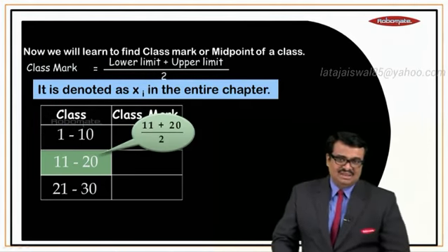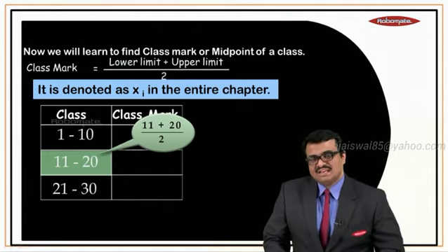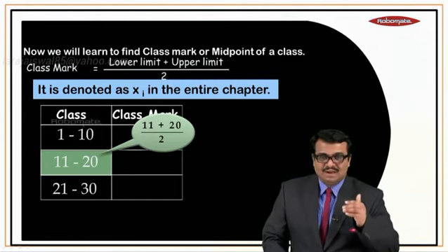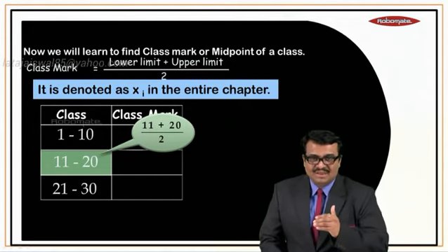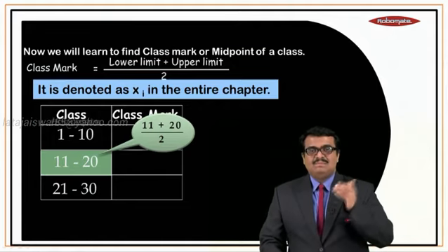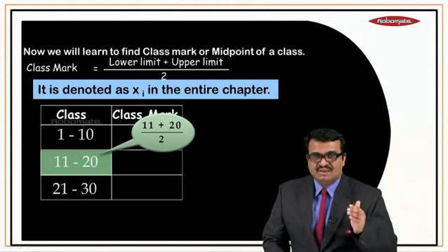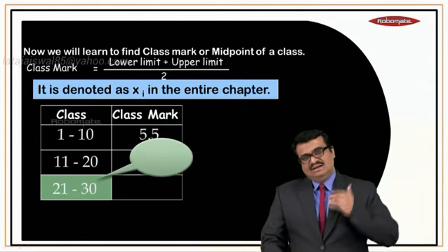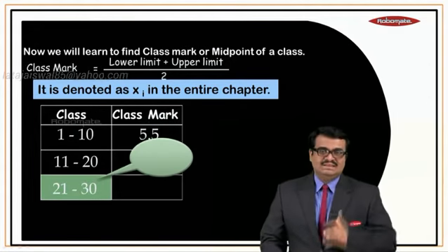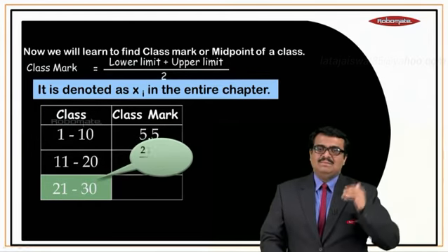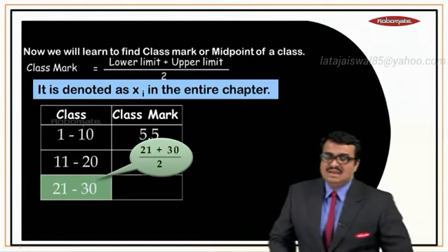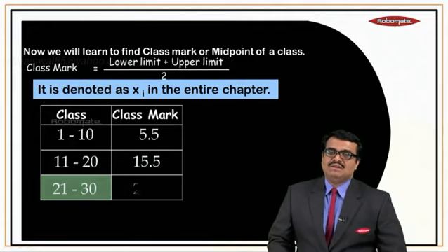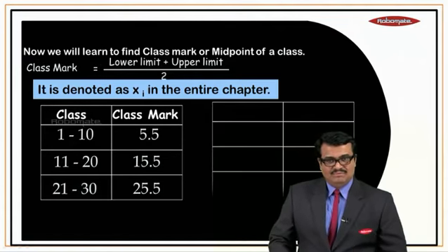Similarly, the second class is 11 to 20. How will you find the class mark? Lower limit plus upper limit upon 2. The lower limit is 11, the upper limit is 20. 11 plus 20 is 31, and 31 upon 2 will give you 15.5. Similarly for the third class, 21 to 30, lower limit plus upper limit upon 2, that is 21 plus 30 upon 2, which is 51 upon 2. 51 upon 2 will give you 25.5.